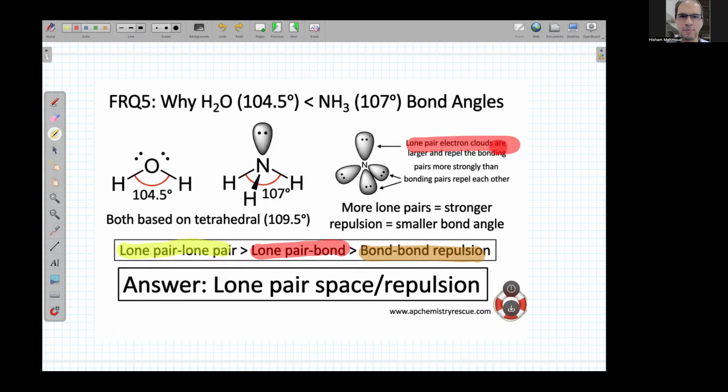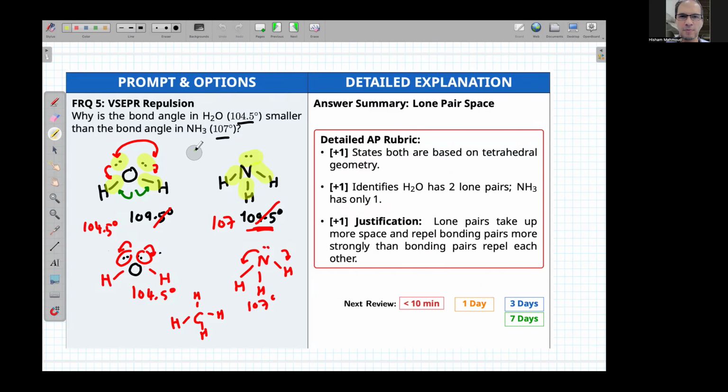Let's do it with red, or with the yellow, because we said yellow at the beginning. The repulsion between lone pair electron clouds and bond pairs is less than the repulsion between lone pairs. So let's check the rubric. I have stated both are based on tetrahedral geometry. I identified H2O has 2 lone pairs and NH3 has only 1, and gave the justification about lone pair space and repulsion. Done.